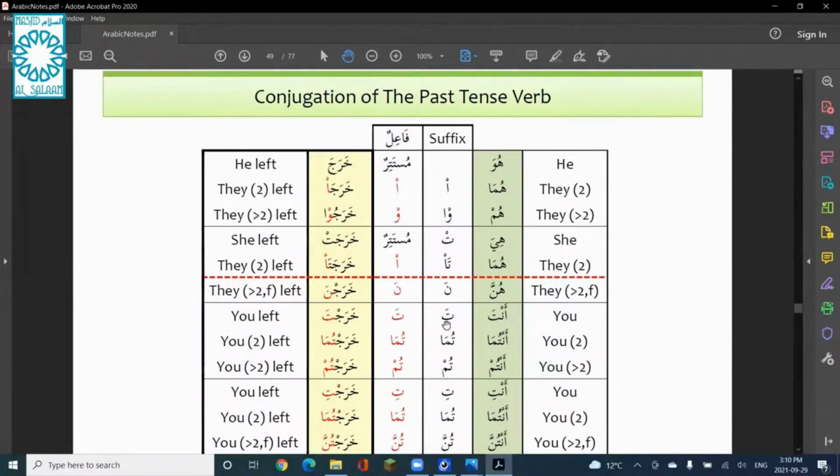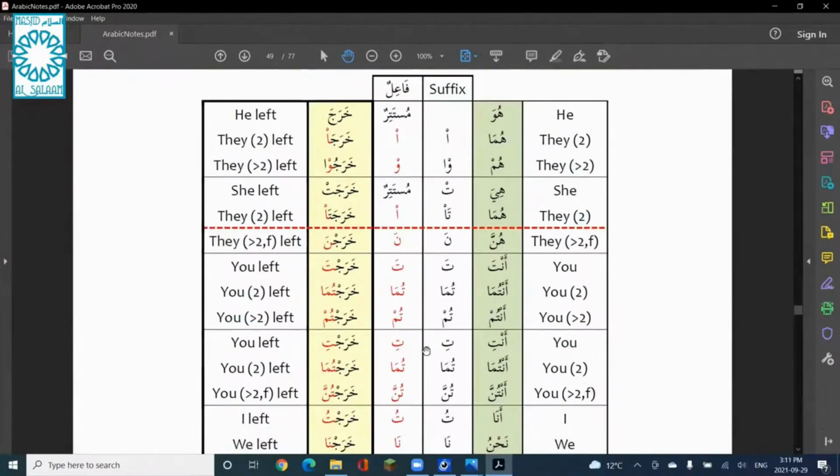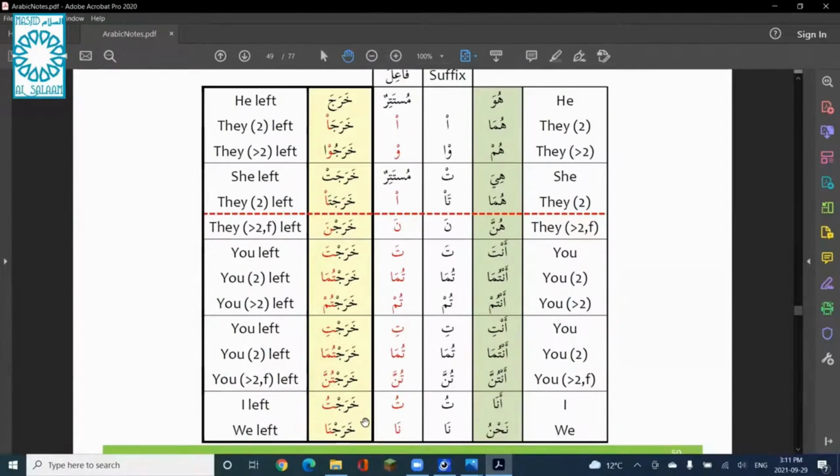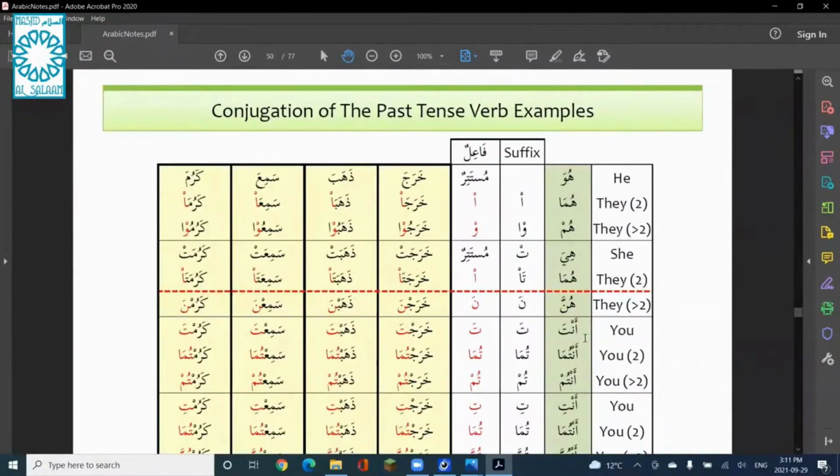You can see kharajna. Anta, kharajta. Antuma, kharajtuma. Antum, kharajtum. Anti, kharajti, kharajtuma, kharajtunna. Kharajtu, kharajna. So alhamdulillah, I hope that this should give you a good idea.